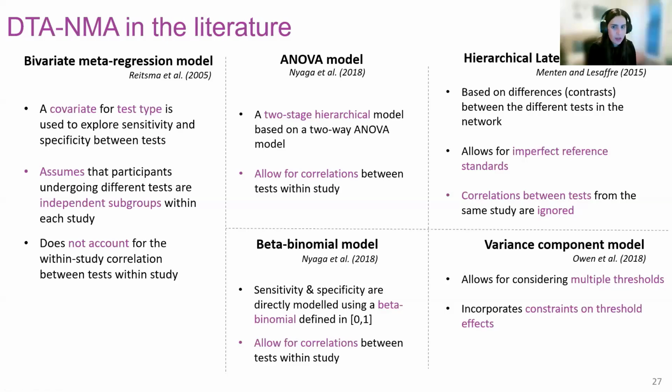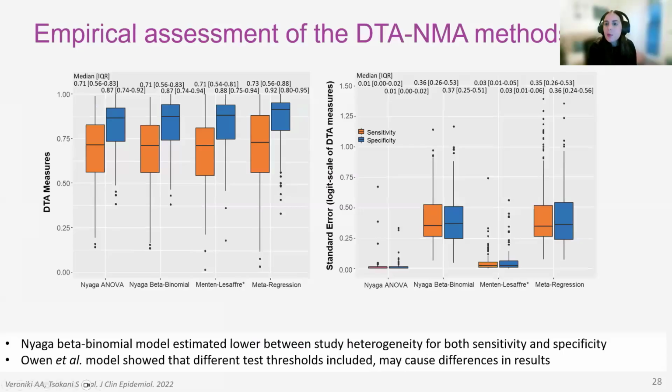Okay. So these box plots describe our results. These correspond to the box plots of sensitivities and specificities and standard errors of the logit sensitivity and specificity, as these were estimated in the meta-regression and the DTA-NMA models. The orange corresponds to sensitivity and the blue corresponds to specificity.